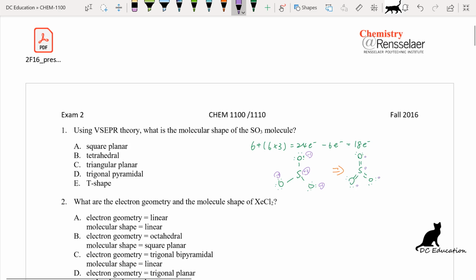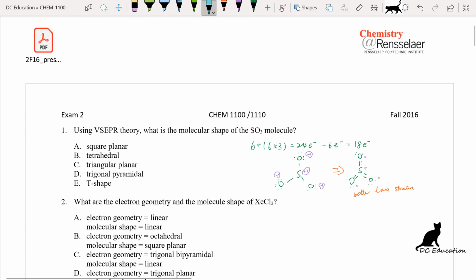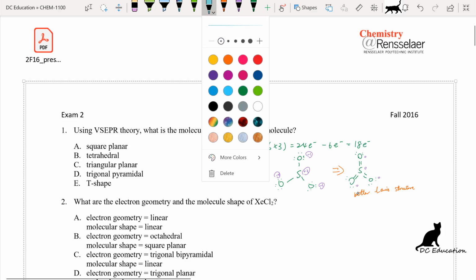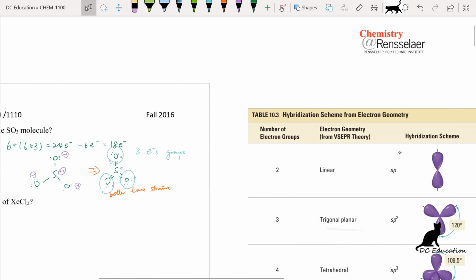So now they all reduced to 0, so this is a better Lewis structure. Now let's take a look at the geometry. As you can see, there are 3 things around the central atom. One is here, one is here, and one is here. So there are three electron groups around the central atom.